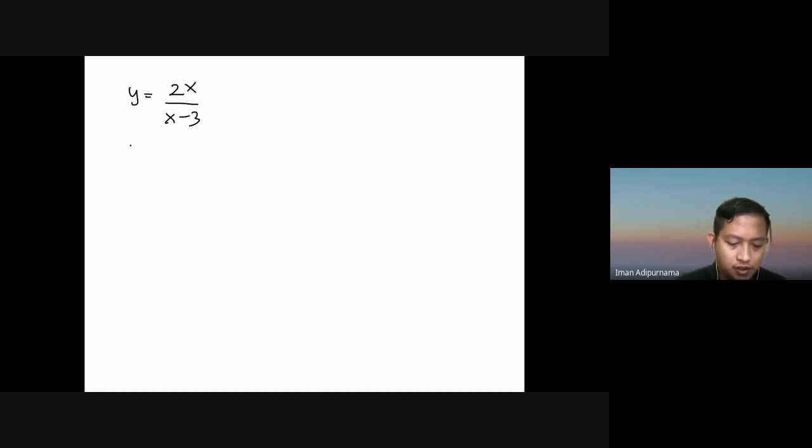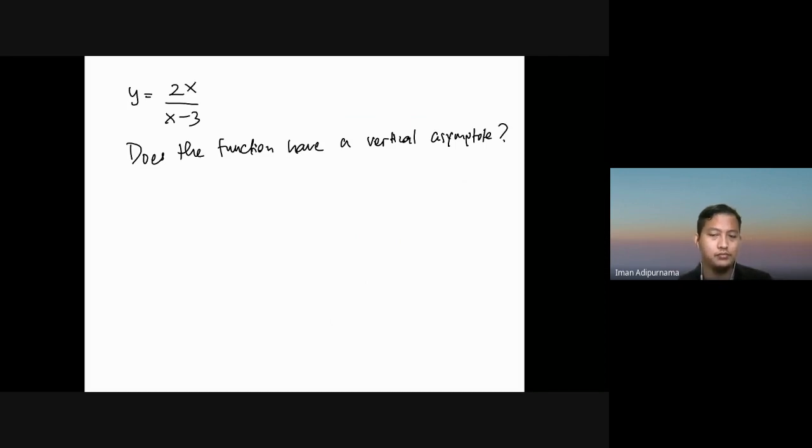Okay, the question is just, does the function have a vertical asymptote? Of course, the answer will be yes, right? But if you look at the graph, this is I think also important. Let me stop this for a while, and we'll look at the GeoGebra one more time.